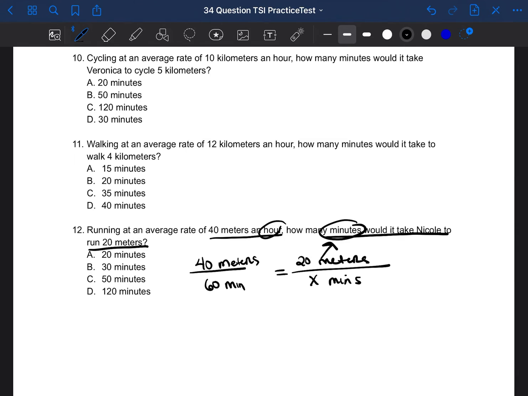And there's 2 ways to solve it. So whatever we do to the top, we do to the bottom. We're going to solve it that way first. So 40 divided by 2 is equal to 20. So 60 divided by 2 is equal to 30. So the answer would be 30 minutes.